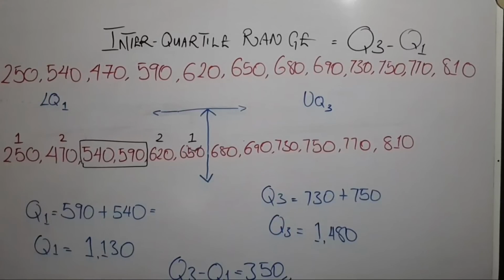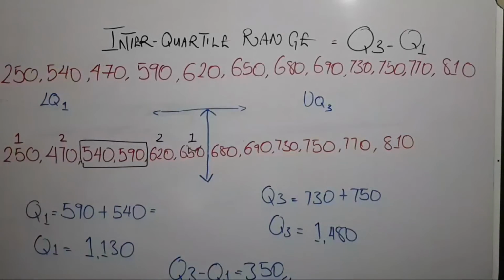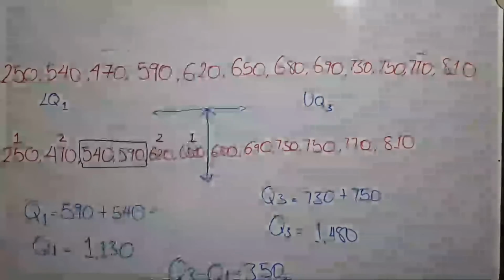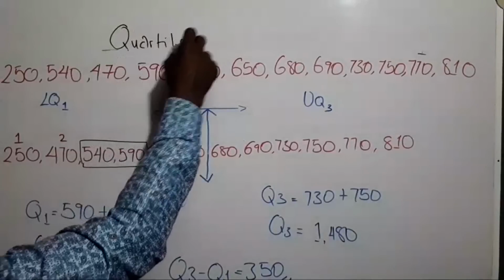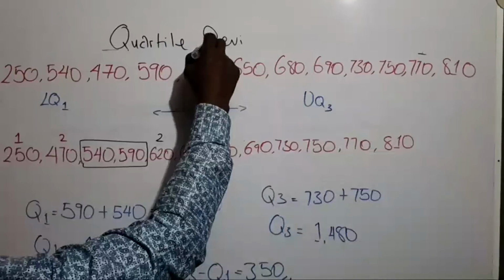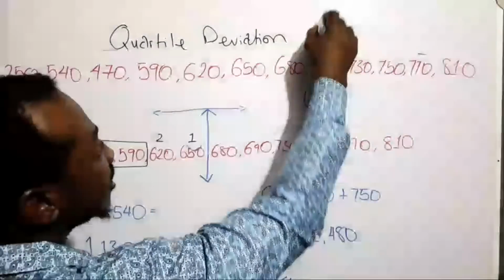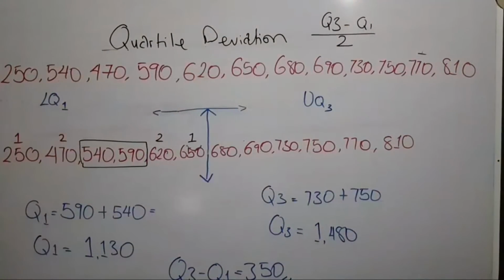Now, for what we refer to as quartile deviation, it's a little bit different. It is Q3 minus Q1 divided by 2.